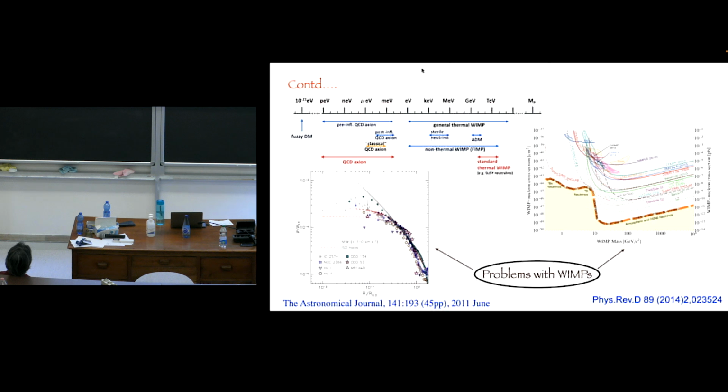Fuzzy dark matter is basically dark matter whose mass is very light, so that your de Broglie wavelength is of the order of the size of a dwarf galaxy. The basic principle comes from the Heisenberg uncertainty principle.